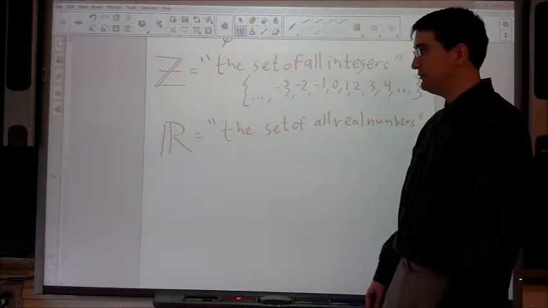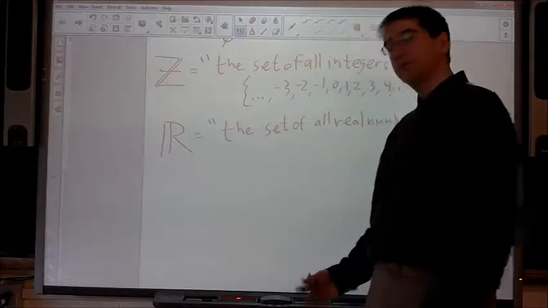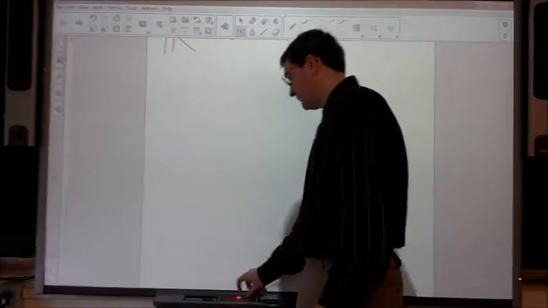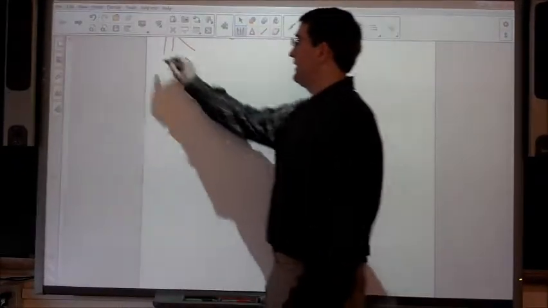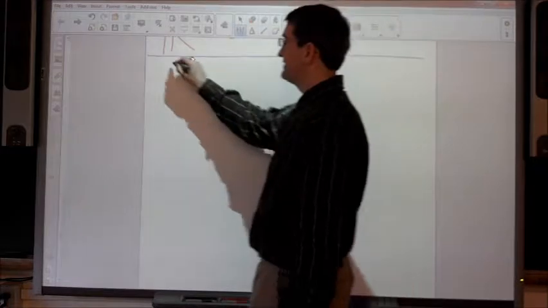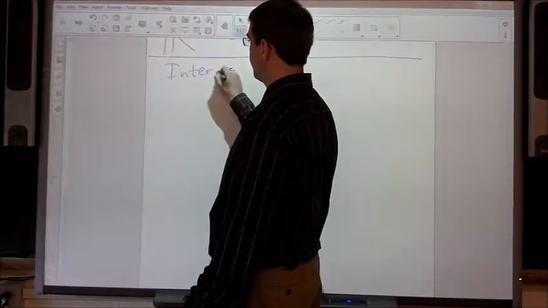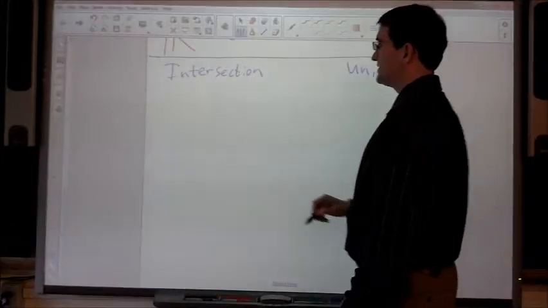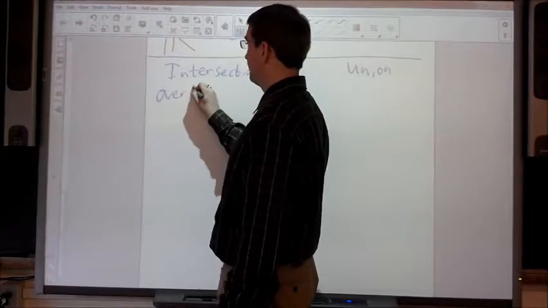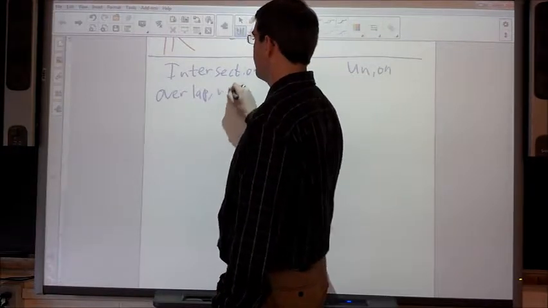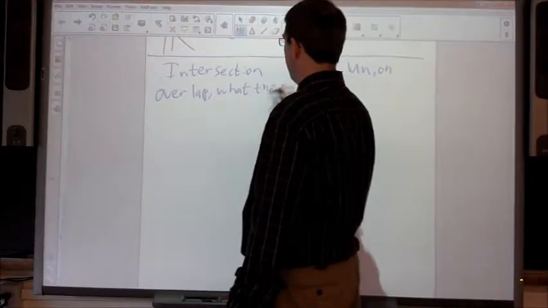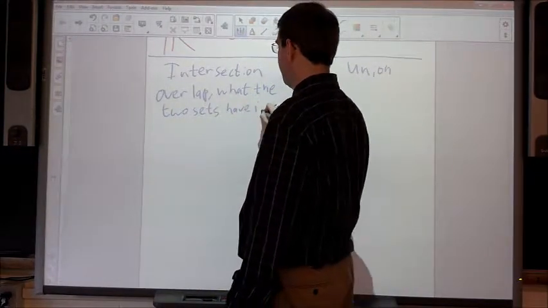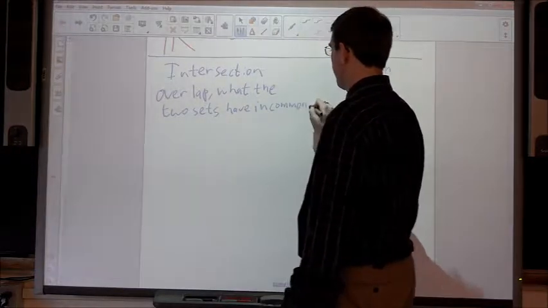The last thing to mention about sets is how they relate to each other, or how they can be combined. And we'll get into this in more detail in a later video, but the primary two ways that we combine sets is by looking for an intersection and a union. So an intersection is an overlap. It's what the two sets have in common.